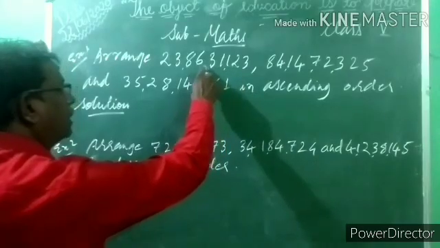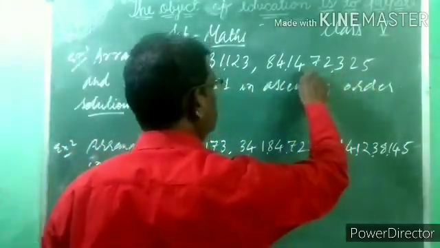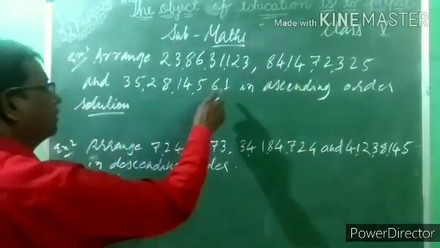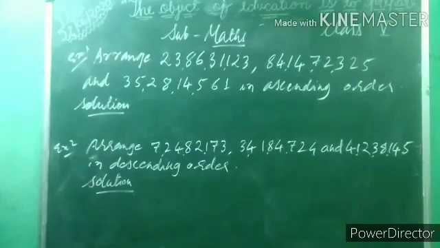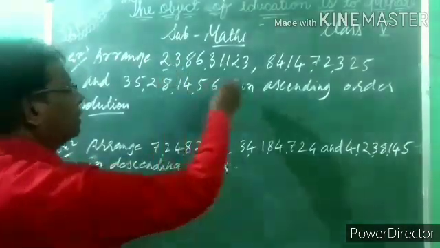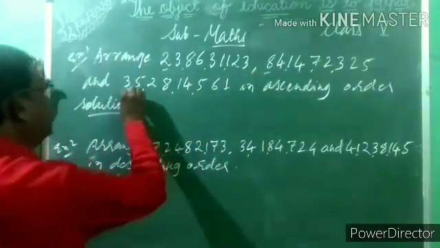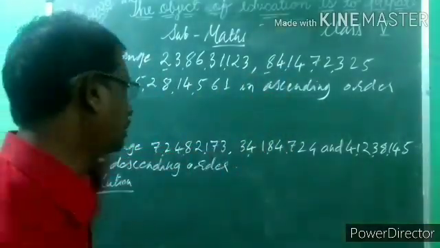First of all, count how many digits the number has. 1, 2, 3, 4, 5, 6, 7, 8, 9. This is a 9 digit number. This is also 9 digits, and this is also 9. All three numbers are 9 digit numbers. Then how to compare? The last number here is 2, here 8, and here 3. Now ascending order means we have to arrange the numbers from the smallest to the greatest.